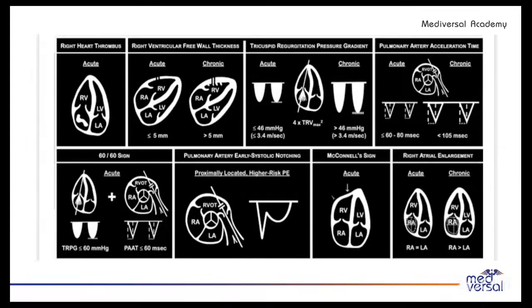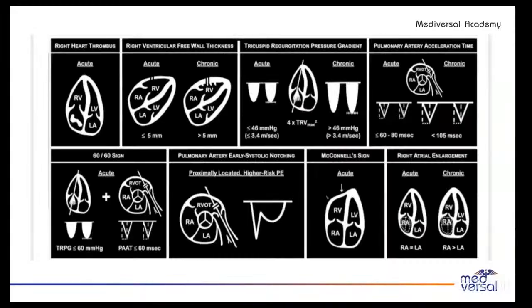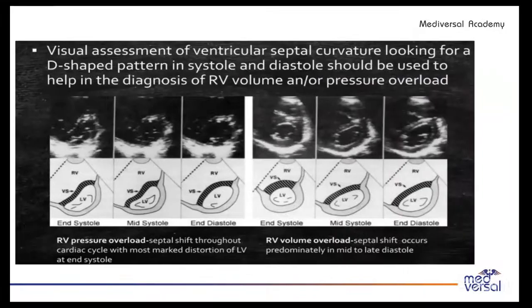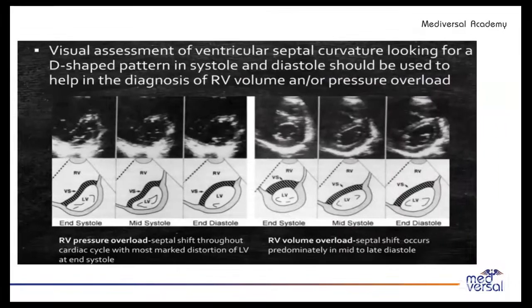And McConnell sign is generally present in the acute compared to chronic, and RA and RV enlargement is also generally more common in chronic compared to acute. And visual assessment of the ventricular septal curvature, looking for a D-shaped pattern in systole and diastole, should be used to help in diagnosis of RV volume or pressure overload.